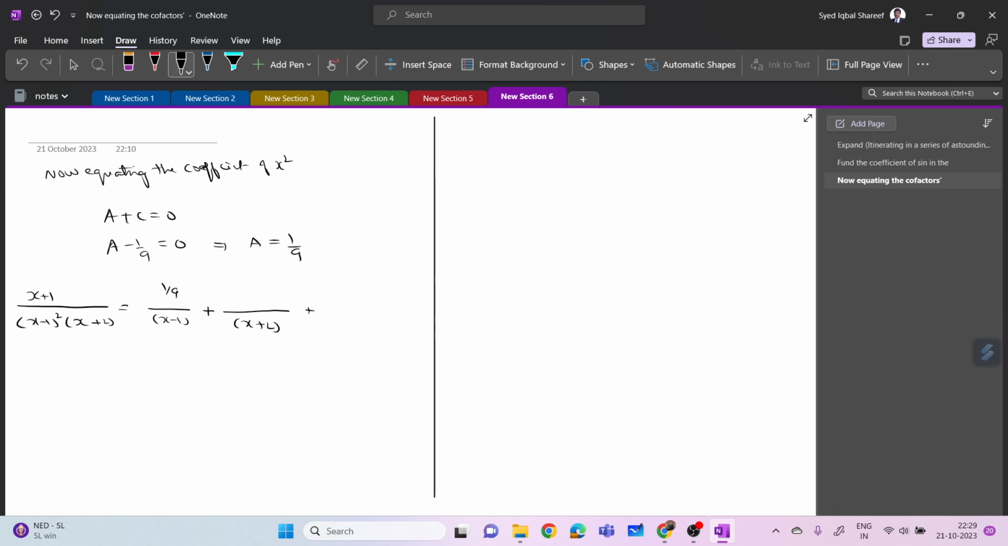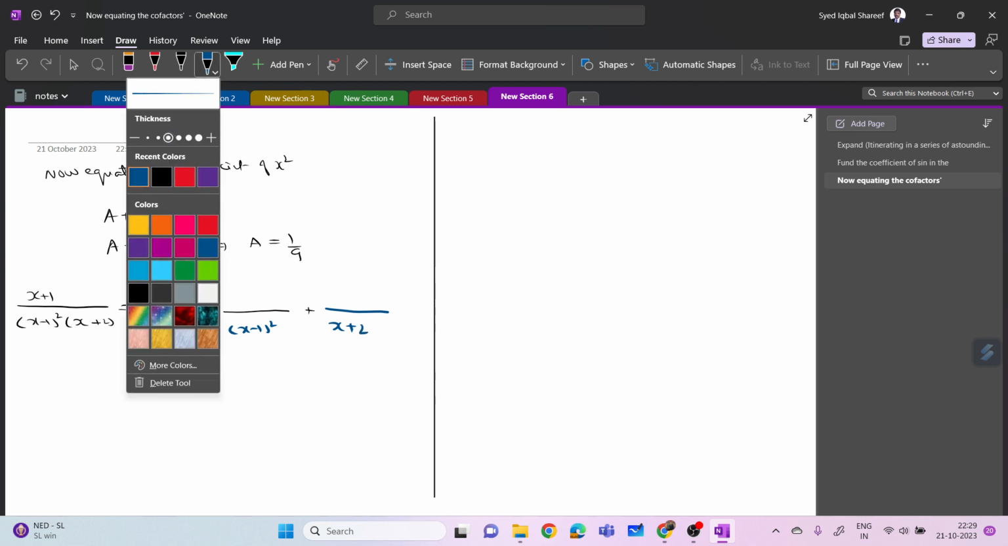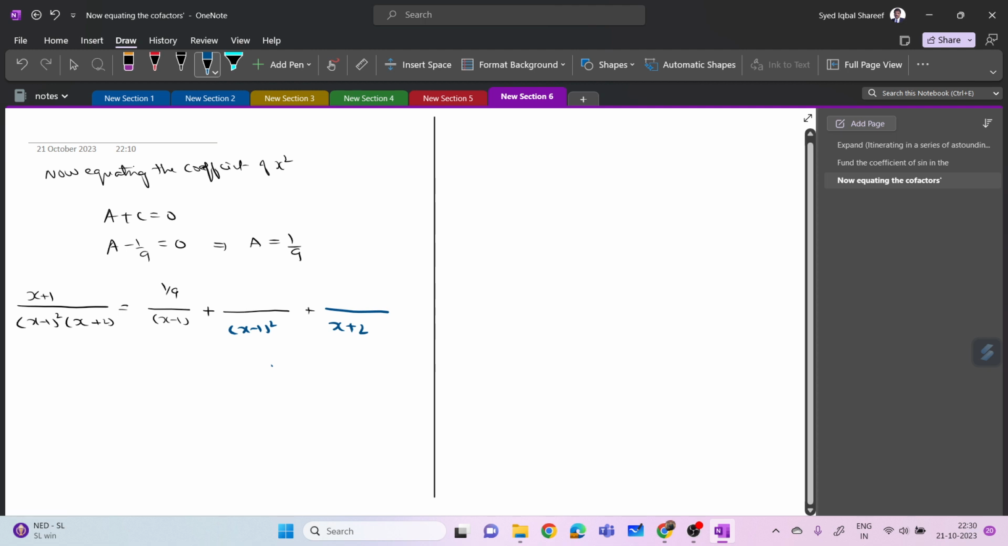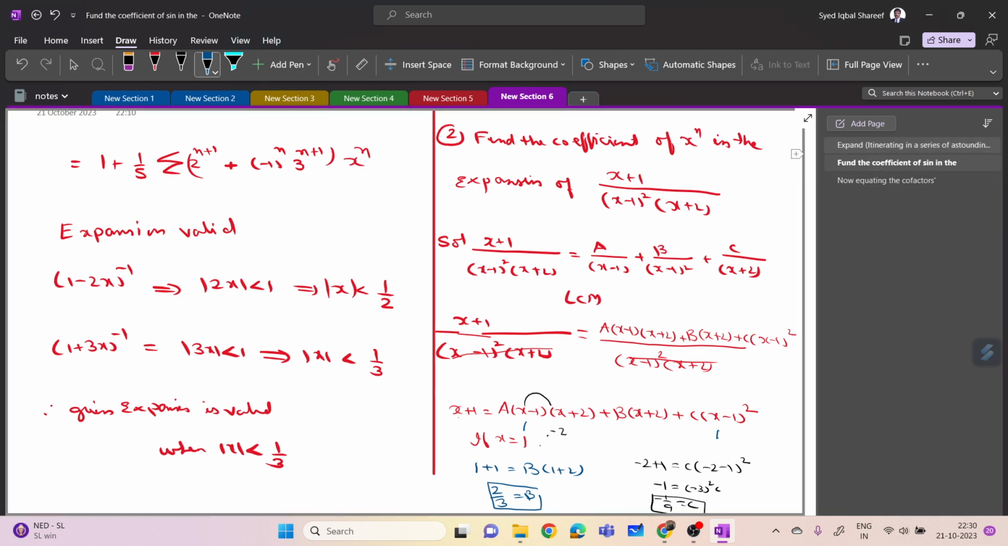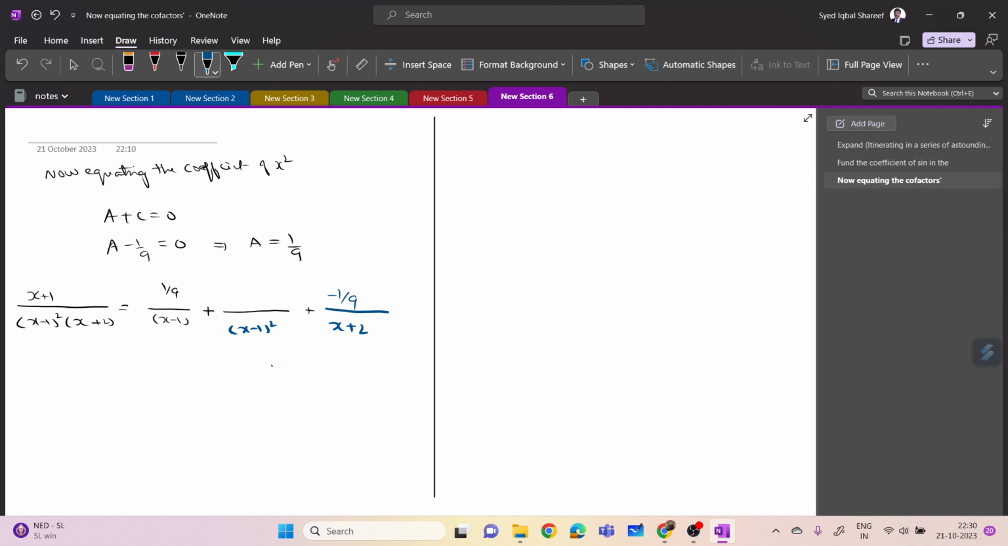Now this one, (x minus 1) whole square, x plus 2. So a is 1 by 9, so c is minus 1 by 9. And what is our b? b we have to find. We got b equal to 2 by 3.